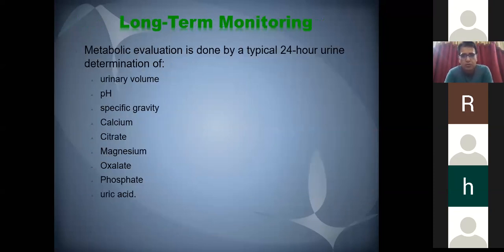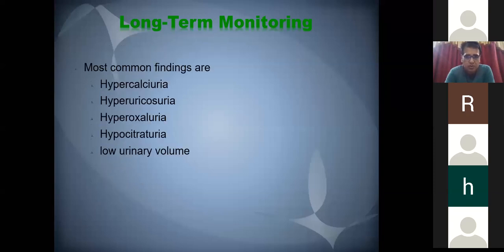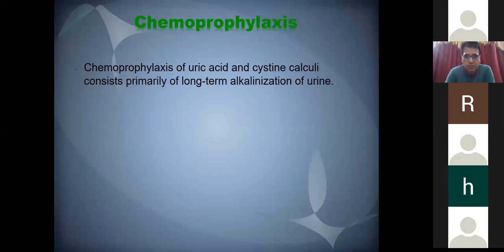Long-term monitoring is also done in patients who have recurrent stone formation, and you need some basic metabolic evaluation. You don't need to go into details, but you need to know that some patients need metabolic evaluation of the stone formation to know the details, so they can be treated medically. The most common findings are hypercalciuria, hyperuricosuria, or oxaluria, which need to be treated medically.